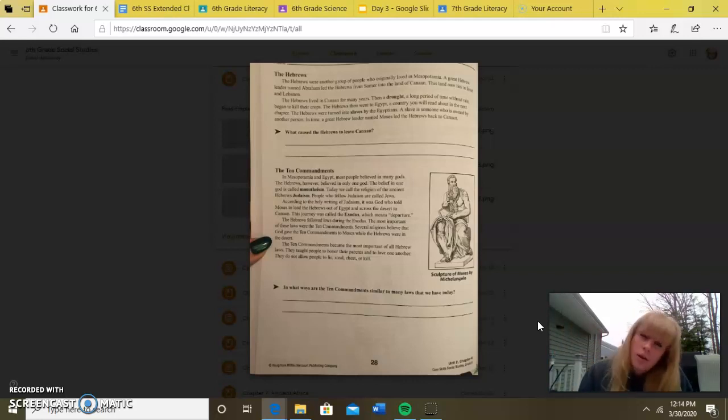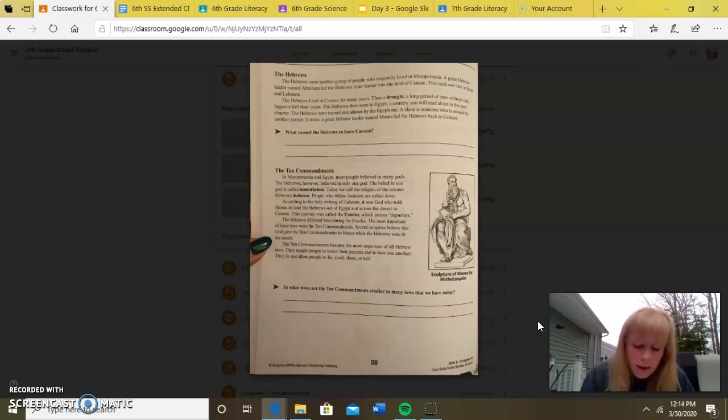The Ten Commandments, which you'll also learn about in 7th grade. In Mesopotamia and Egypt, most people believed in many gods. The Hebrews, however, believed in only one God. The belief in one God is called monotheism, which we've talked about this year as well. Today, we call the religion of the ancient Hebrews Judaism. People who follow Judaism are called Jews.